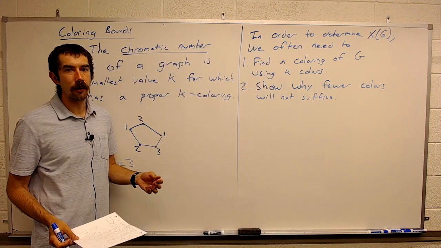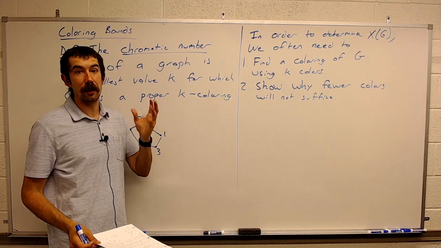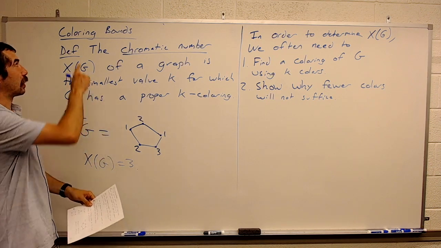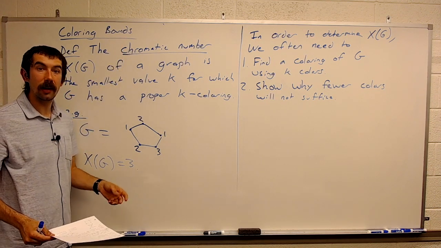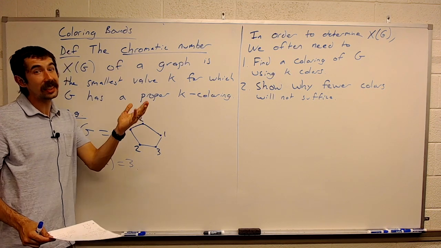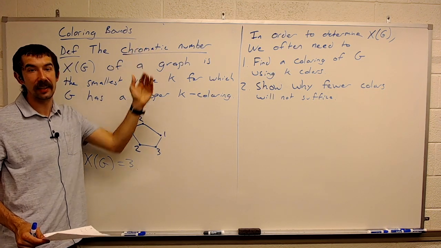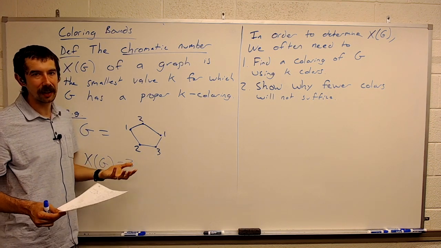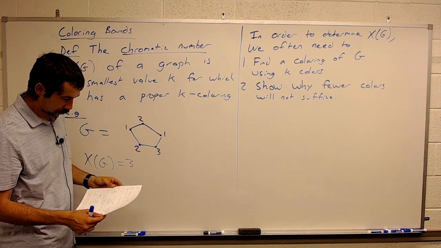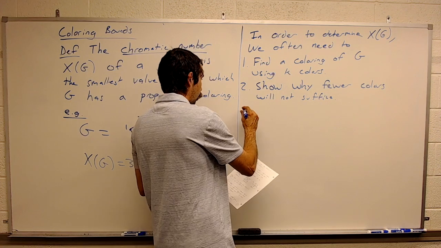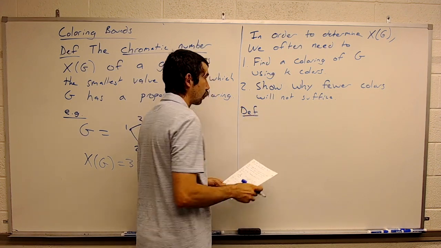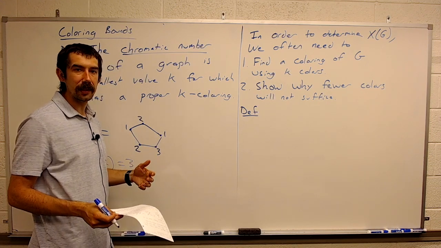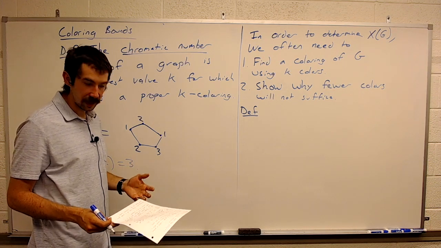Okay, and so what we're actually going to do today is we're not going to find a way to determine exactly what the chromatic number is. We're going to worry about finding bounds for the chromatic number. Another way to say that is we know it's going to be at least this big, and it's not going to be any bigger than this. It's between these two numbers. Okay, and usually that's good enough for most applications. And so to find a lower bound for the chromatic number, we need something known as the clique size.